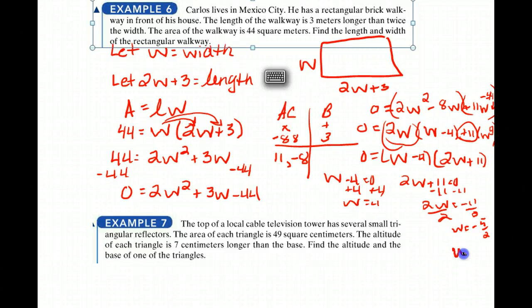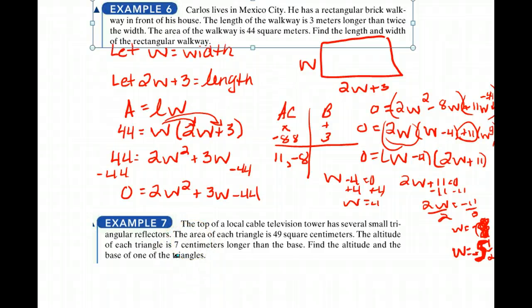W equals negative 11 halves. When we convert that fraction to a mixed number, we get negative 5 1/2. I'm getting way ahead of myself there. Okay, so we have 2 solutions so far. We have that W equals positive 4 and W equals negative 5 1/2.